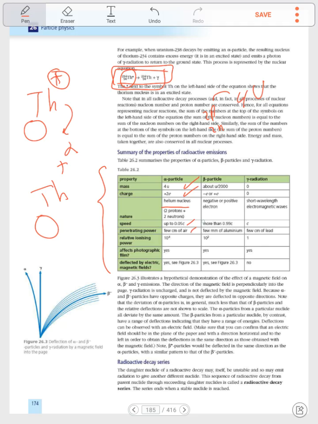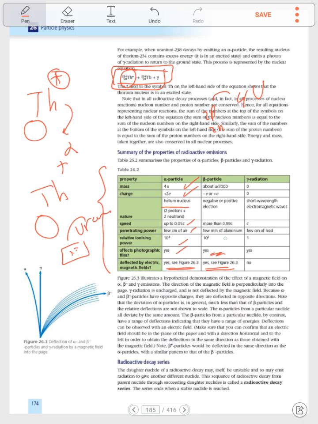In air, an alpha particle can move through only a few centimeters, from 2 to 8 centimeters. Its ionizing power is very high, and it affects photographic film. If you put uranium next to photographic film, you can see a blurring because of the effect. It's deflected by electric and magnetic fields. Beta is also deflected by electric and magnetic fields, and there is an effect on the film.